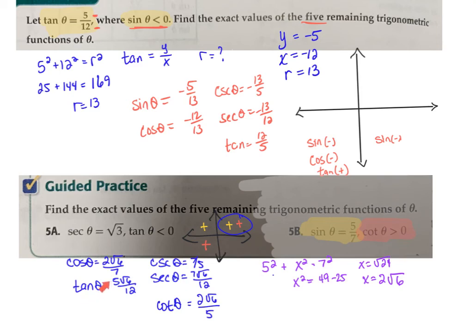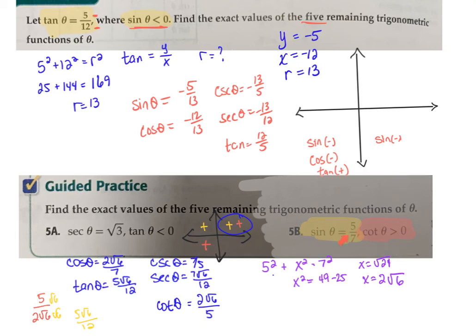So 5 over your 2 square root of 6. So if you do that out, 5 over 2 square root of 6, you multiply top and bottom by that square root of 6. Get 5 square root of 6 over 12. That's how you get that.